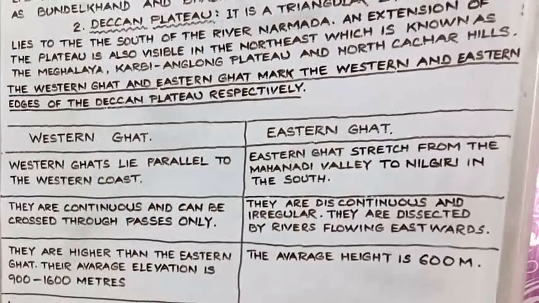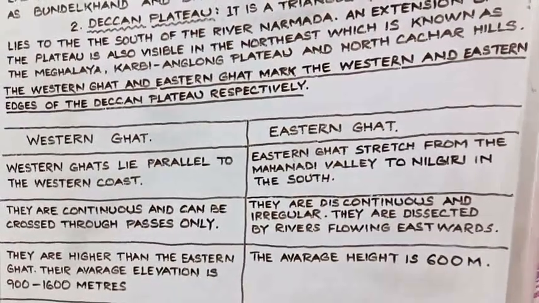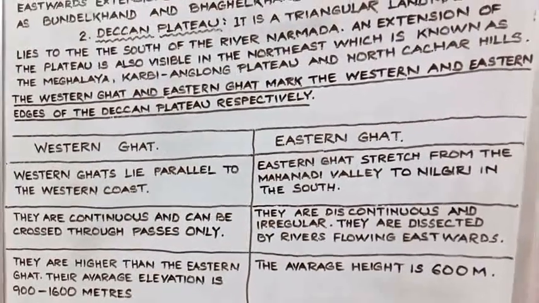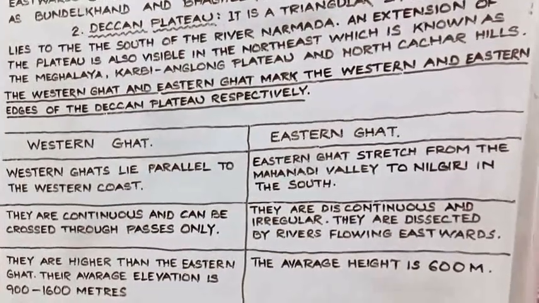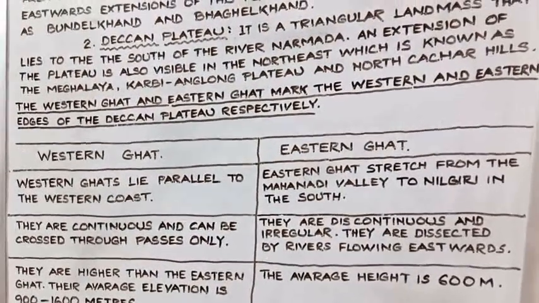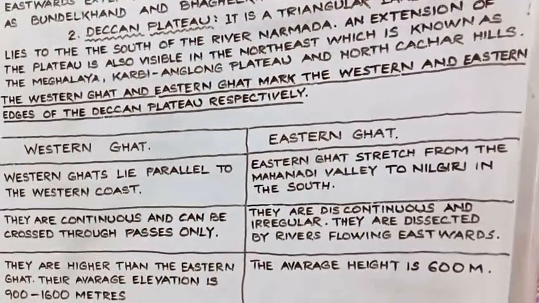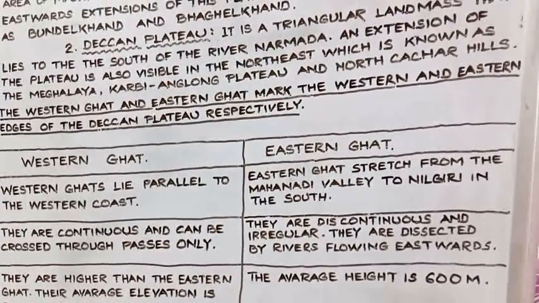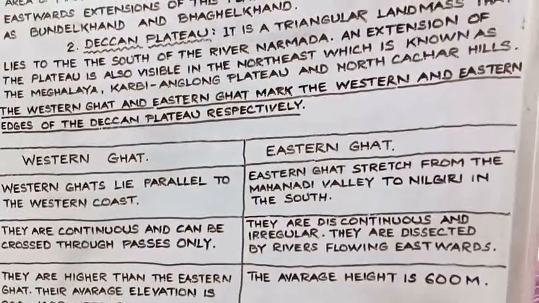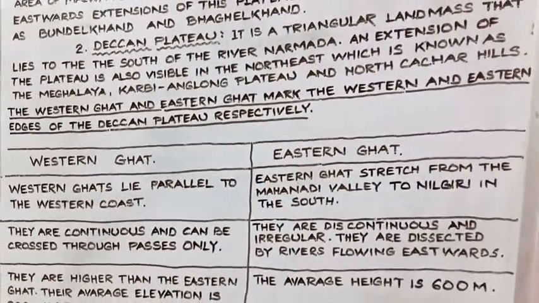The Western Ghats are continuous and can be crossed only through passes. The Western Ghats are very high, you cannot cross them easily. You can only cross this Ghat region through the available passes. But the Eastern Ghat is discontinuous, the Eastern Ghat is broken. And why is it broken? Because most of the rivers in India flow towards the eastern side.